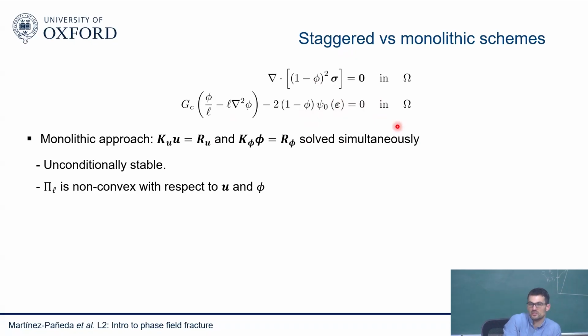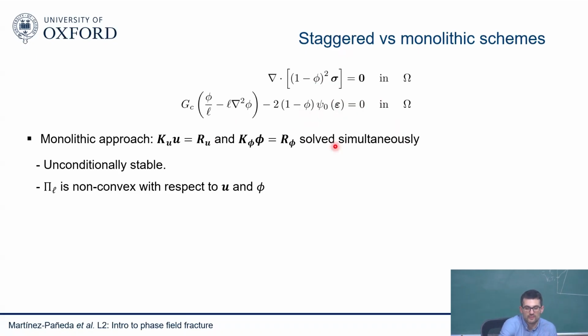This is what we call the monolithic approach. This is very powerful. This is normally the way we solve our finite element problems because it's unconditionally stable. So it's a backward Euler type of approach, and this means that your results are going to be the same independent of the increment size that you use. That's the point. That's unconditionally stable.